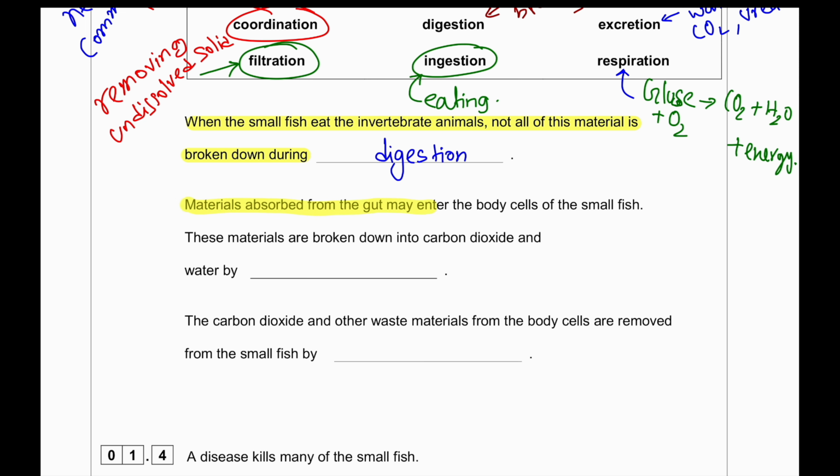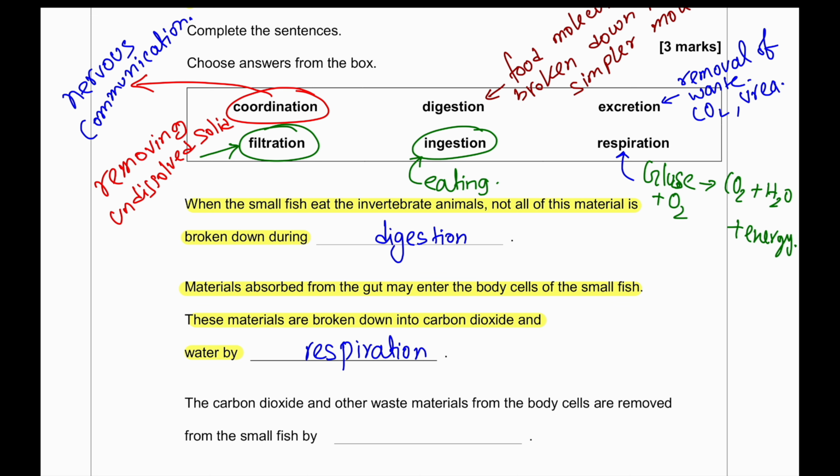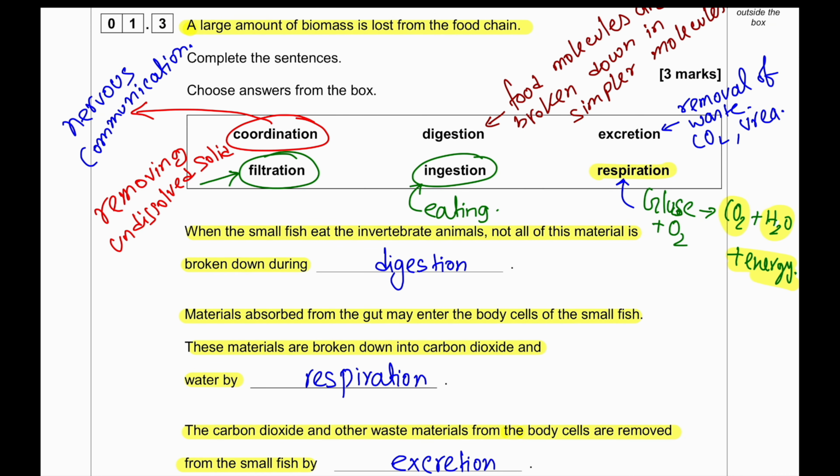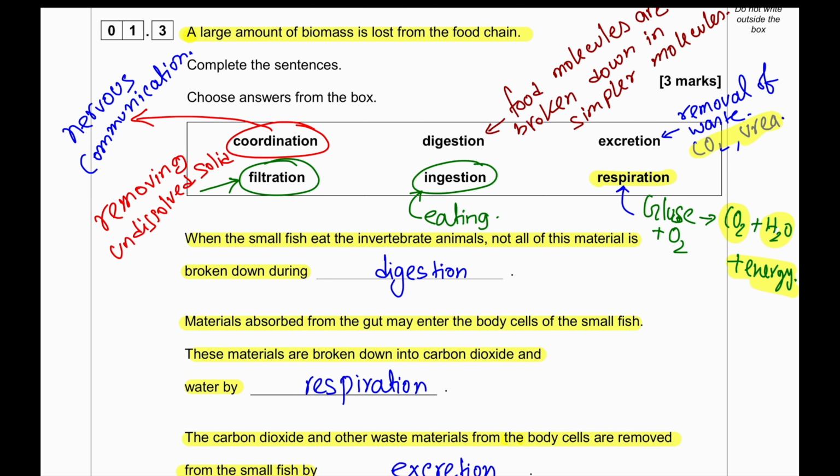Materials absorbed from the gut may enter the body cells of the small fish. These materials are broken down into carbon dioxide and water by means of respiration, because only in the process of respiration you have seen that it gets broken down to carbon dioxide and water to release energy. The carbon dioxide and other waste materials from the body are removed from the small fish by means of excretion. So in excretion, we remove waste materials such as CO2 and urea.